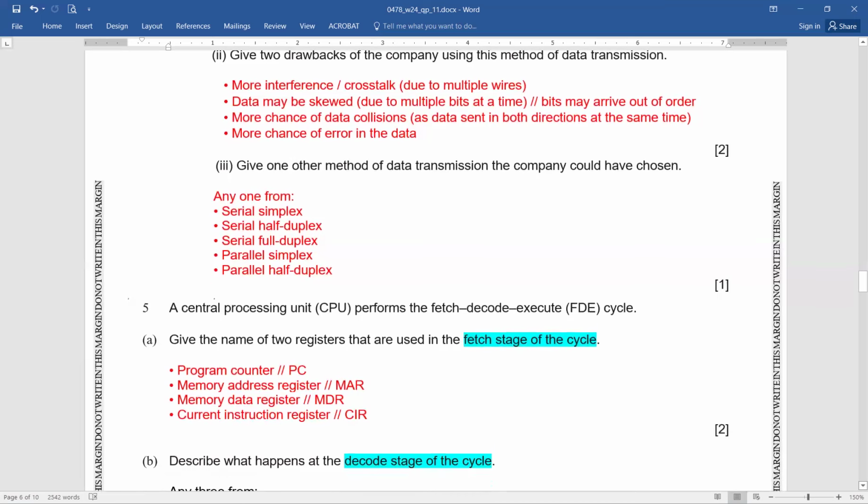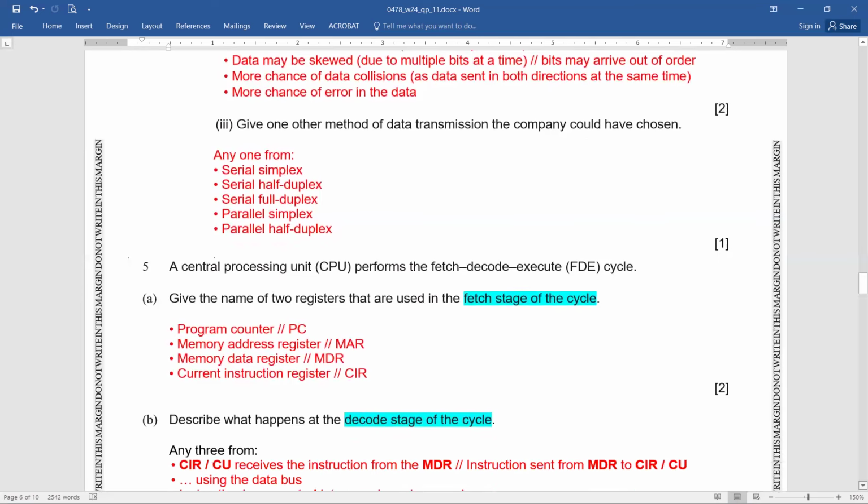Describe what happens at the decode stage of the cycle. Decoding means understanding what is supposed to be done. So here they're asking me to describe what happens at the decode stage. How is this decoding being performed? Any idea what comes to your mind if you read this? See, it's a 3-mark question.